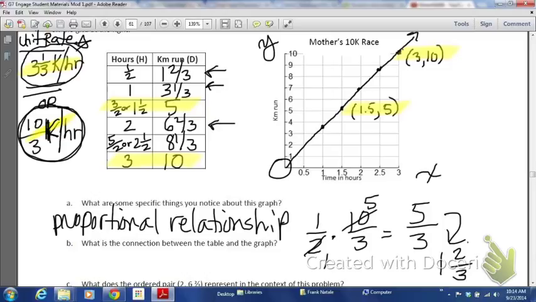Okay. Now they asked you another question here, question C, which we can barely see on your screen here, but you can see it in front of you. It says, what does the point 2 comma 6 2/3 represent? At that point, after 2 hours, she has run 6 2/3 kilometers. And again, you can see that right here. Here's 2 hours, go up to there, and right at this point she has run, that's right about there, 6 2/3 kilometers. Again, much easier, of course, to see on your table than on a graph.